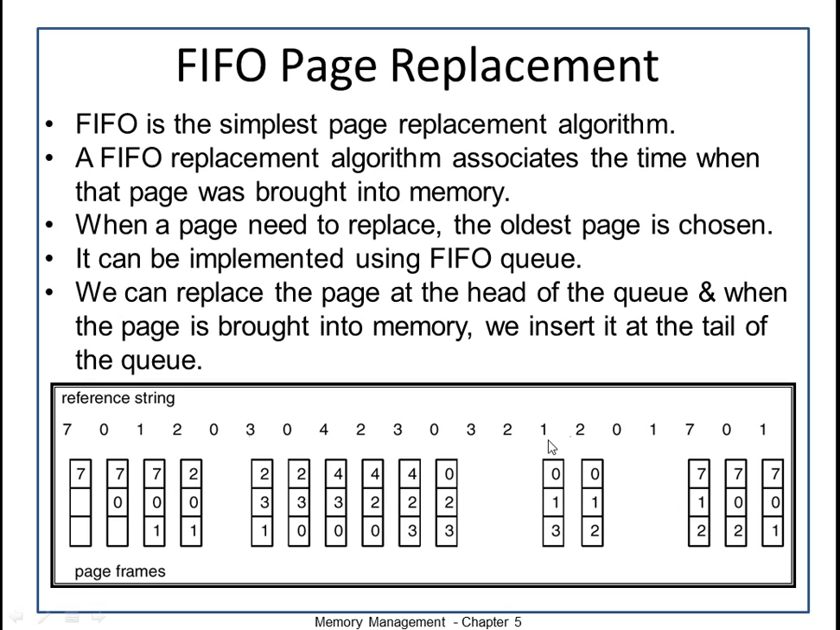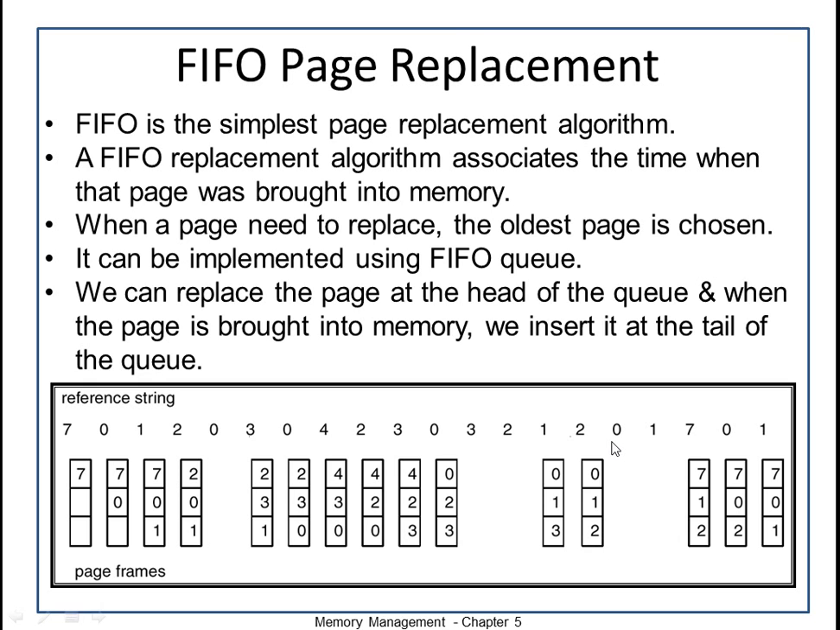Now 1 is not there in the main memory, so we will select the victim frame. Out of these 3, 0, 2, the oldest page is 2, so it will be selected for the replacement. So we will put 1 at the location of 2. Now the next page required is 2. Again it is not in the main memory, so we will select the victim frame which is the oldest one. 3 is the oldest one, so it is the victim frame, so we will put our 2 at its location.